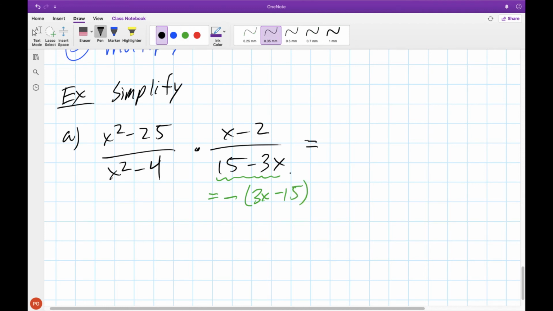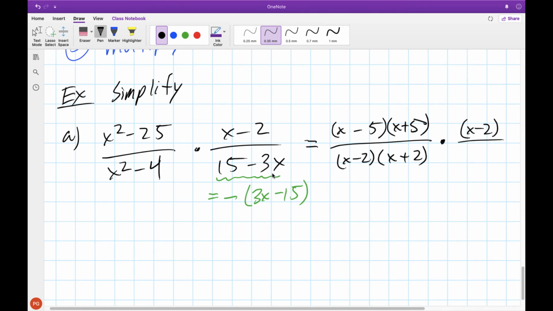In our first fraction, the top and bottom are both difference of squares, so our first fraction can be factored like this. In our second fraction, we can't factor the top, so we'll just leave it alone as x minus 2. On the bottom here, we can pull out a factor of 3, and now we have both of our parts factored. From here, we can start canceling out the x minus 2's, the x minus 5's, and finally multiply everything.